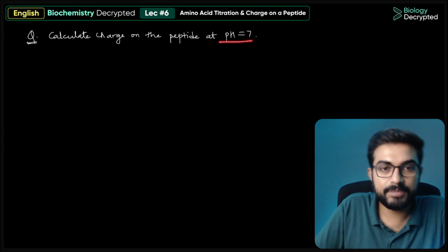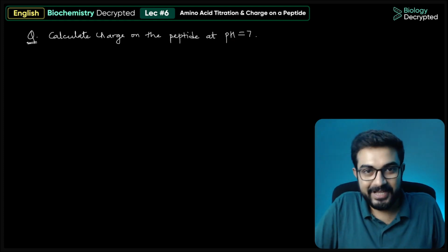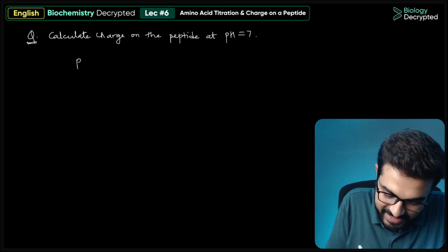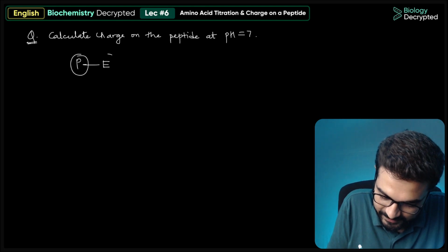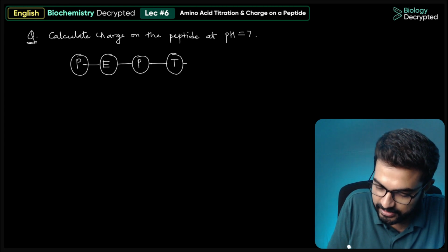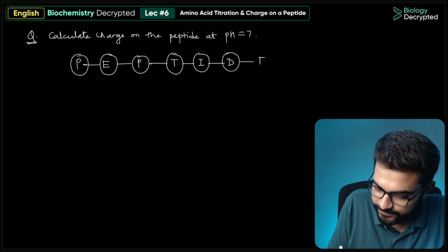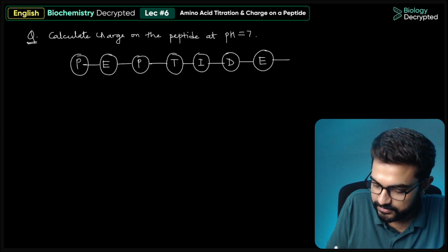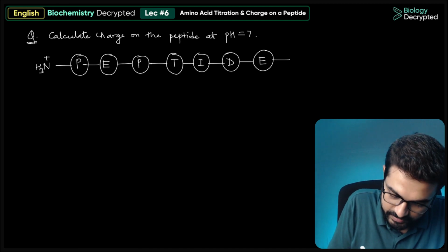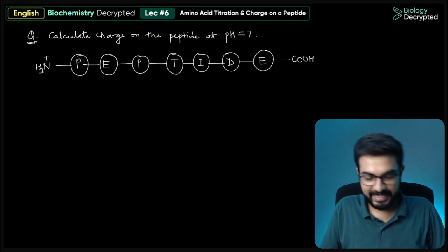Calculate the charge on the peptide at pH equal to 7. Now I'll give you a peptide. The surprise here is that the peptide is named peptide itself. So it's proline, glutamate, proline, threonine, isoleucine, aspartate, glutamate, and then finally, as I told you, there will be this free amino group here since it is not bonded to anyone, and here we'll have a free carboxylic acid group like this.